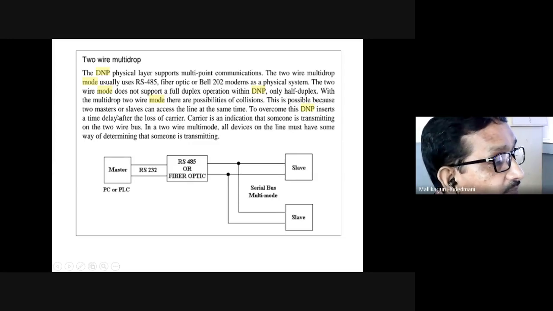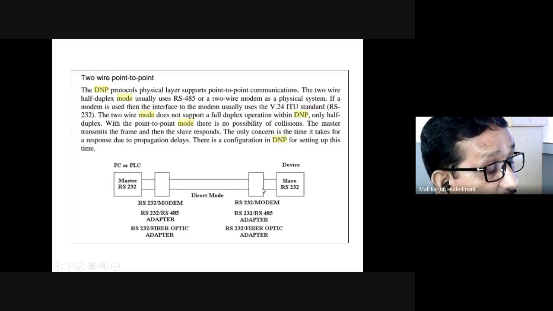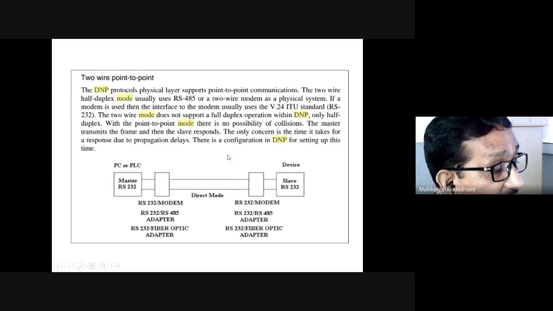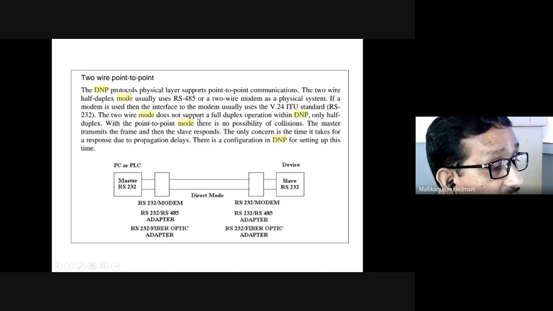With the multi-drop two-wire mode, there are possibilities of collision. You can see this: these collision properties were not there in the point-to-point. There was no discussion of collision. This is a dedicated connectivity between the master and slave, point-to-point. There is no inclusion of external commands or external device data on the channel. This did not have any collision, no possibility of collision.